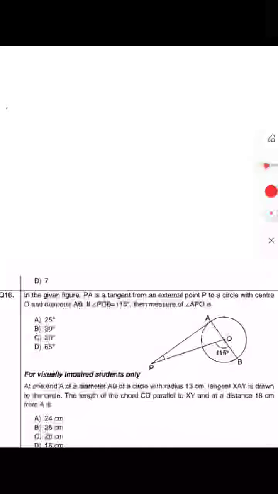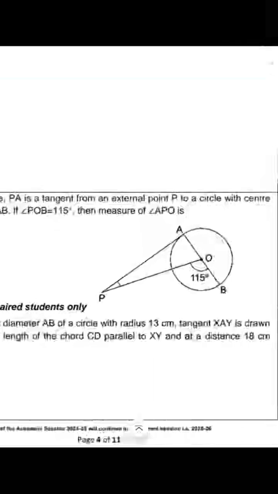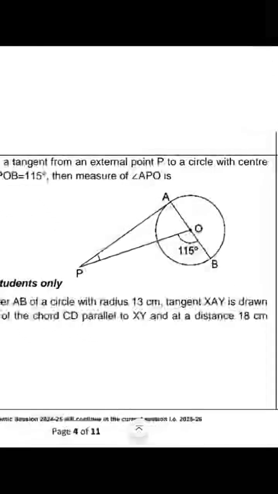I hope you understand. In question number 16, in the given figure, PA is a tangent from an external point P to a circle with center O and diameter AB. If angle POB is 115 degree, then the measure of angle APO. Okay, see how we can find this. First we join this diagram. Okay, now see.